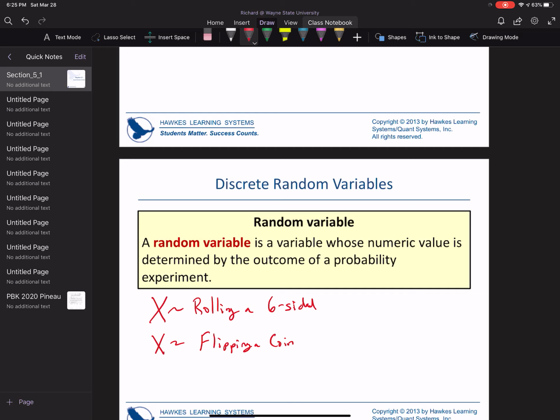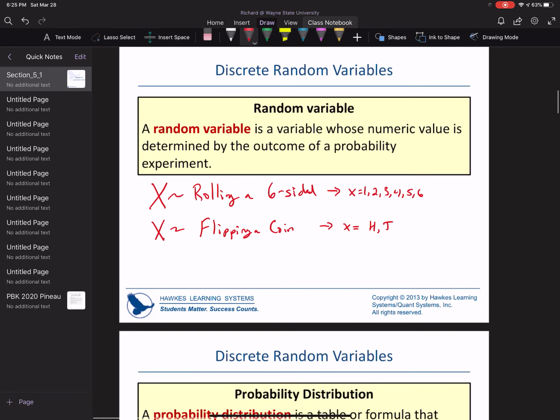And then within X, we get what we call outcomes. So we have little x: 1, 2, 3, 4, 5, and 6. And for flipping the fair coin, you can get heads or tails, for example. So the big X represents the random variable. That's the notation you're going to see. And the little x are the specific outcomes.